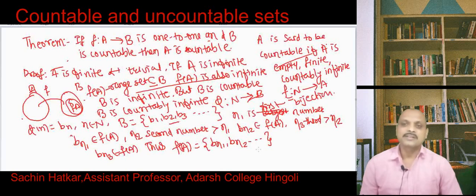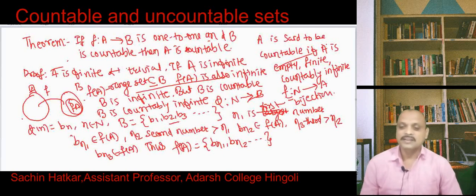We have taken that φ is a bijection such that φ(n) = b1. Then f(A) is a subset, therefore there are elements of B that are also members of f(A). We have chosen n1 as the first member such that b_{n1} belongs to f(A). Then n2 greater than n1 is the second member such that b_{n2} belongs to f(A). Similarly, we arrive at the condition that f(A) equals this set.